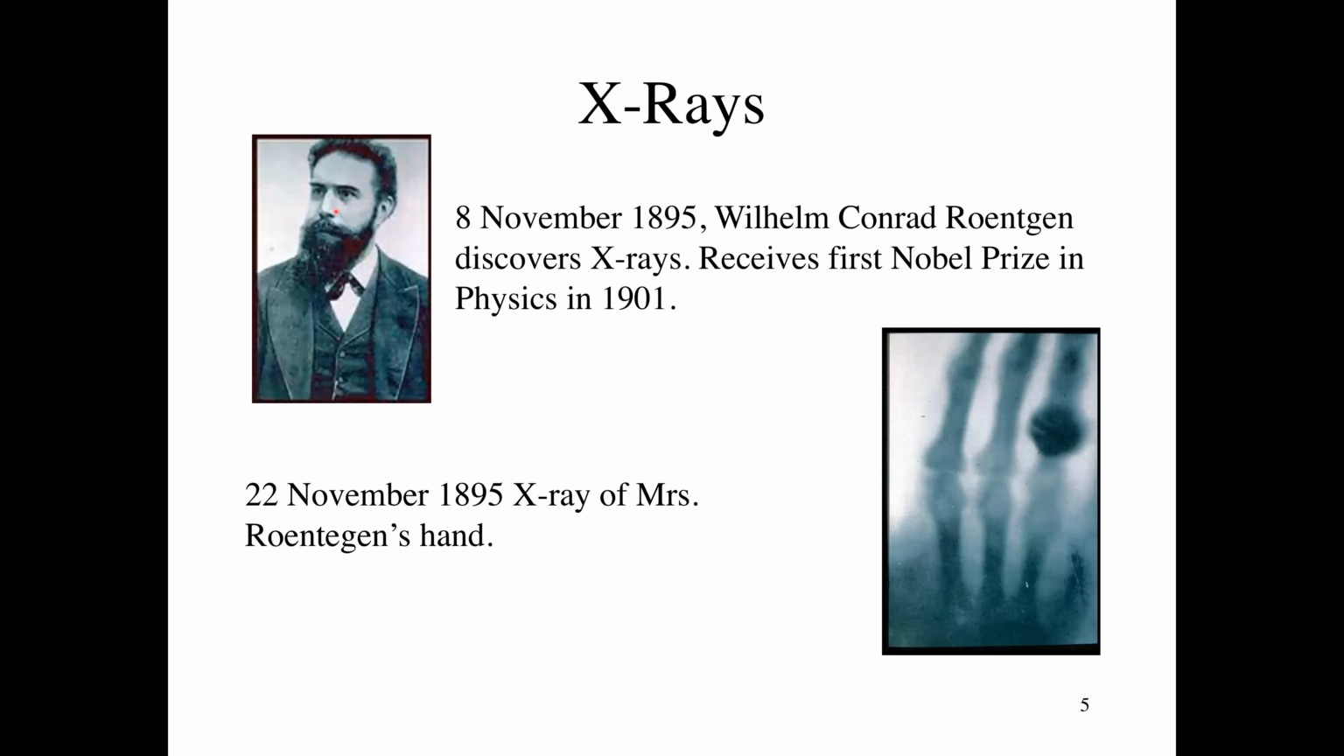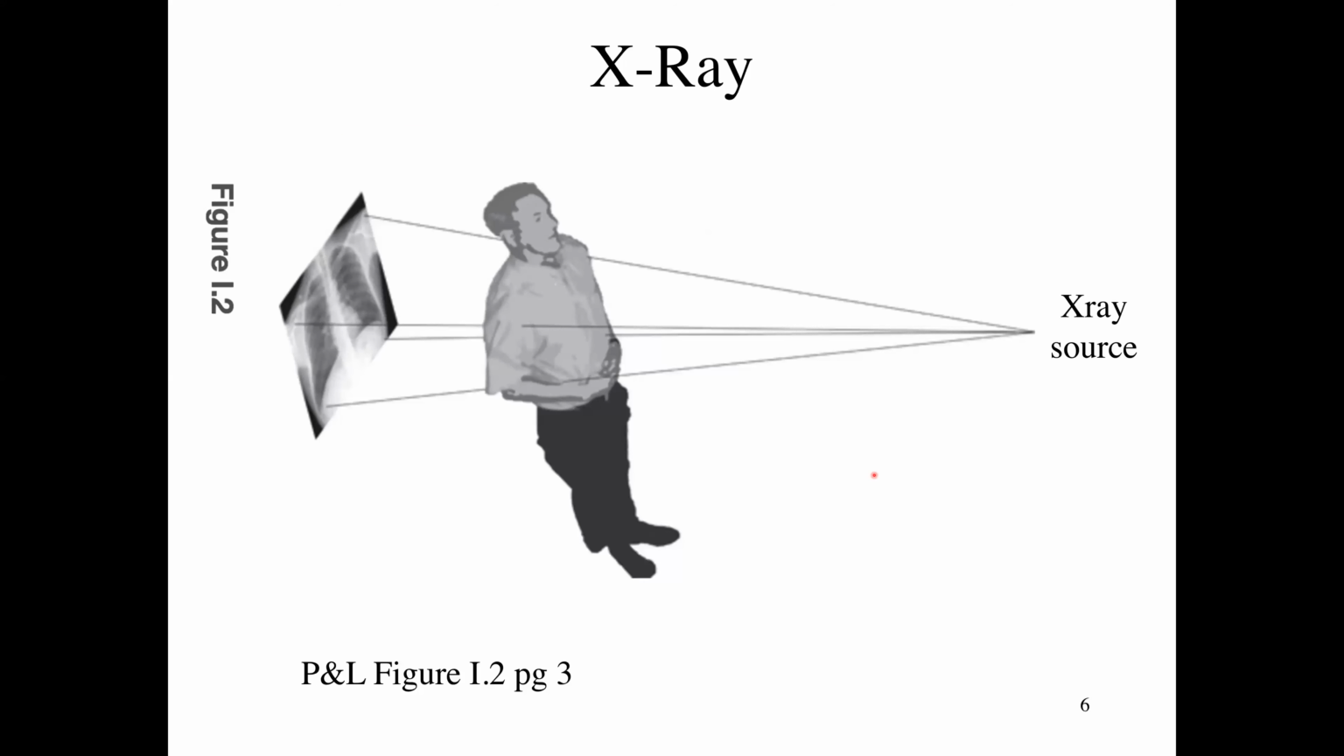So here's Röntgen, right? And here's Frau Röntgen's hand with, obviously she got a ring on that hand, it's a pretty big ring, right? And that ring really attenuates X-rays because it looks kind of dark. So, this is one of the most famous X-ray images.